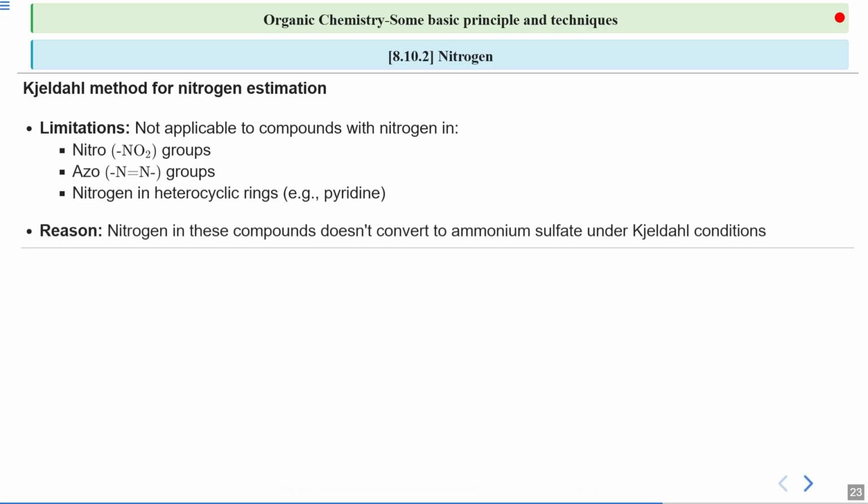So what is the reason behind it? The reason for this limitation is that the nitrogen in this specific form does not get converted into ammonium sulfate under the condition used in the Kjeldahl method.